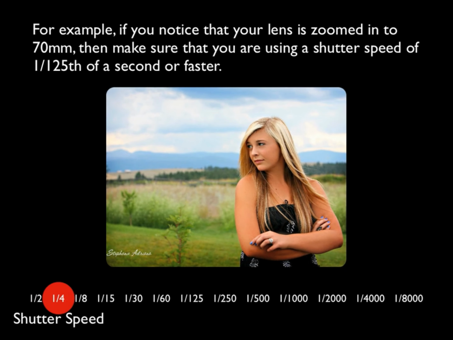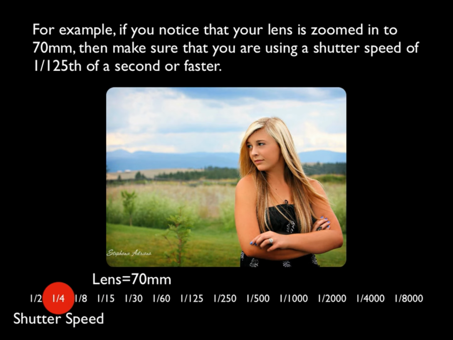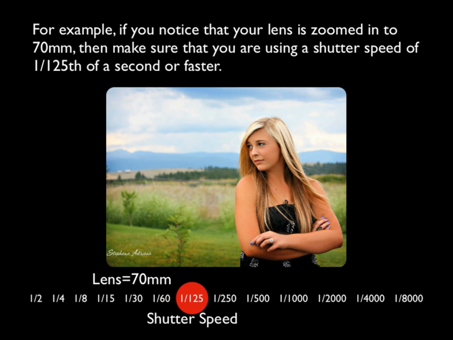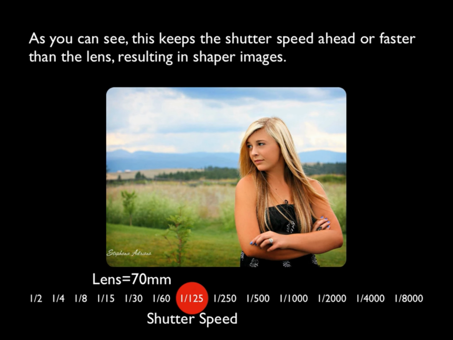For example, if you notice that your lens is zoomed in to 70mm, then make sure that you're using a shutter speed of 1/125th of a second or faster. As you can see, this keeps the shutter speed ahead or faster than the lens, resulting in sharper images.